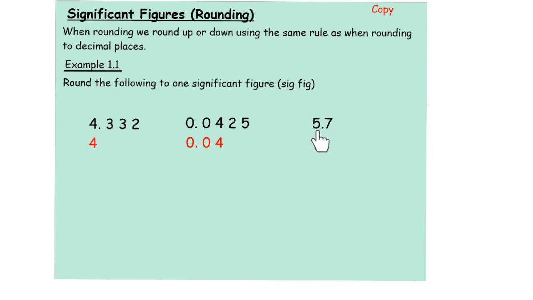And then this last one, 5.7, well, it has 2 significant figures. If I'm going to cut it off at 1, I have to cut it off at the decimal point there. The next digit's a 7, which is more than 5, so that's why it's changed the 5 to a 6. Okay.